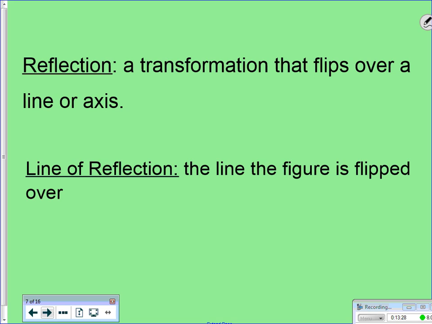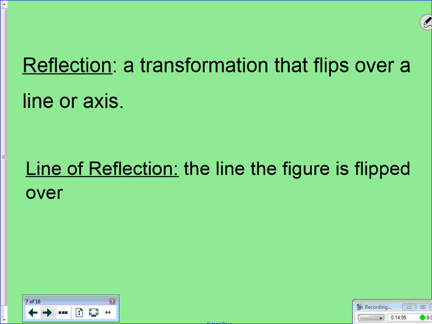Well, there's a rotation, reflection, translation. No, just 2 today. So reflection is flipping over a line or axis. Everything they're going to have you do is going to be either flipped over the X or the Y today. They're going to keep it simple. Then, a line of reflection is what they're having you flip over. So if they say flip over the X, that would be your line of reflection.